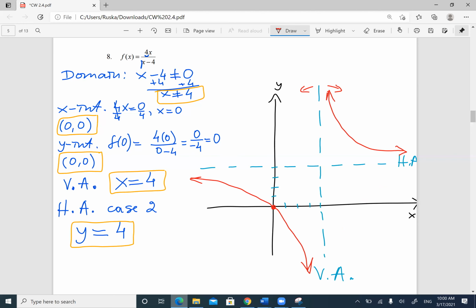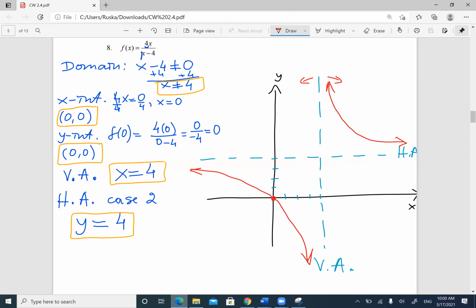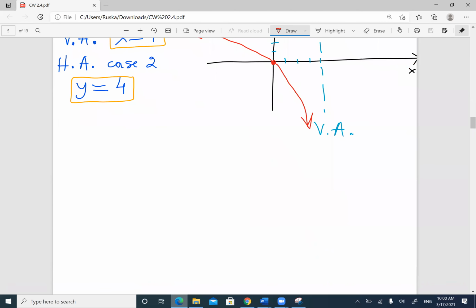In this case, we don't need to get extra points to check if it's exactly the graph. So everybody understanding the concept? Do you want another one or you got it? Let's do another one. Yes, let's do another one.